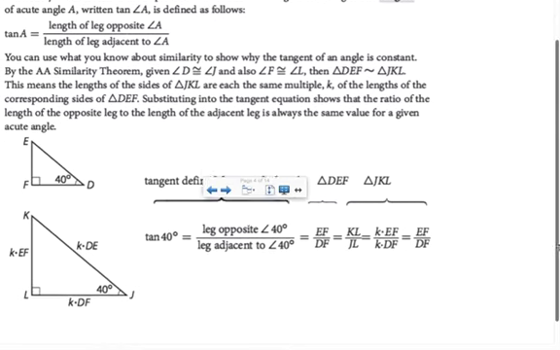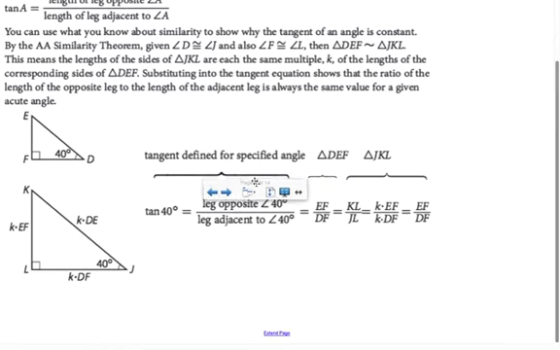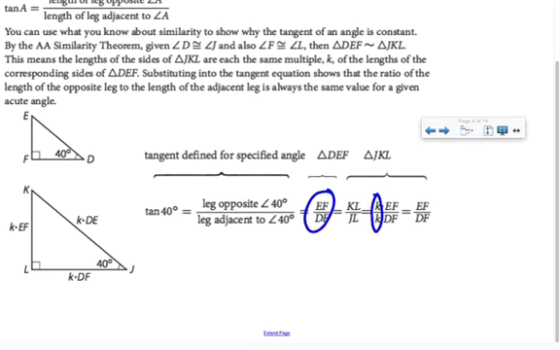And we also know that every time I made that triangle bigger or smaller, let's say this was the original triangle I started with, when I made it bigger, it was being multiplied by a scale factor of k, and so that's why KL over JL is equal to EF over DF. So that ratio is always the same.